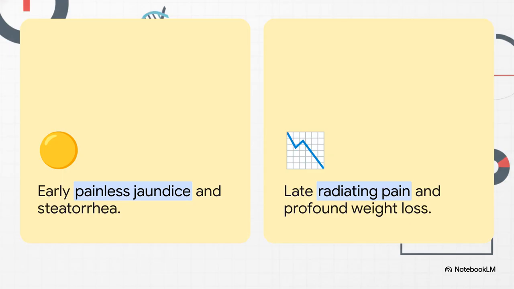Let's isolate the clinical variance here between pancreatic head versus body and tail carcinomas. Pancreatic head tumors present early with painless jaundice and steatorrhea exactly because of that common bile duct obstruction we just talked about. Conversely, body and tail tumors completely spare the biliary tree. Because of this, they present late, usually with severe radiating mid-back pain and profound weight loss.